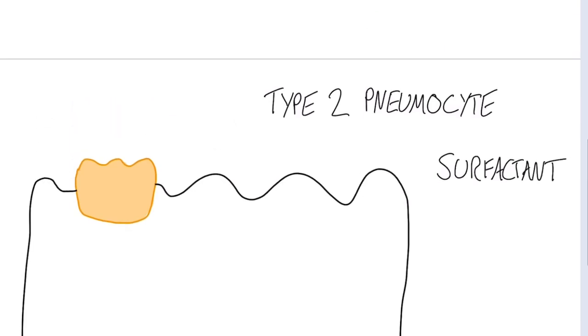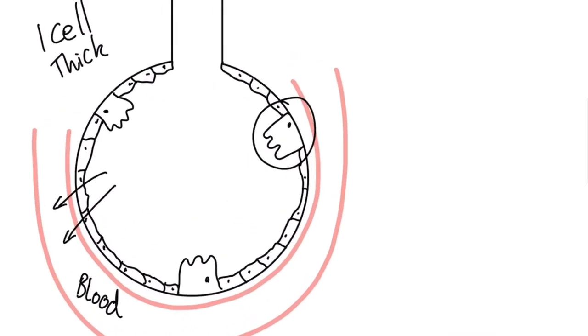Okay, and this surfactant is produced, and if I go back up to my alveoli and just zoom in a little bit, this surfactant is produced to coat the inside of the alveoli like this. Okay, and what it does, it helps the alveoli not stick together, because it's going to be damp in there because the air is moist, but it stops the alveoli sticking together when you breathe in and out.